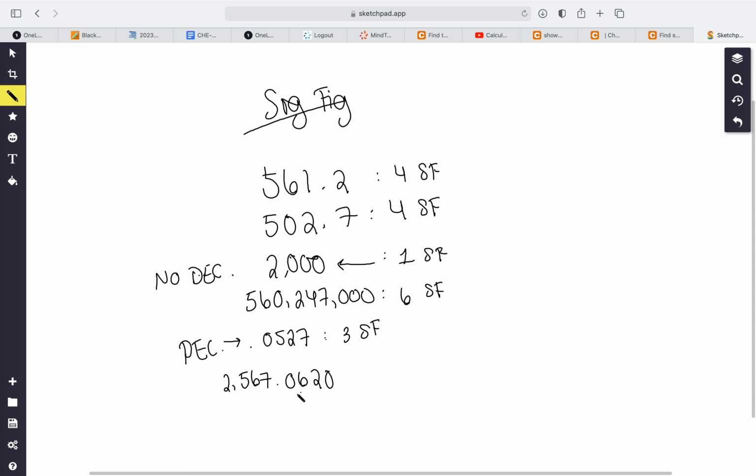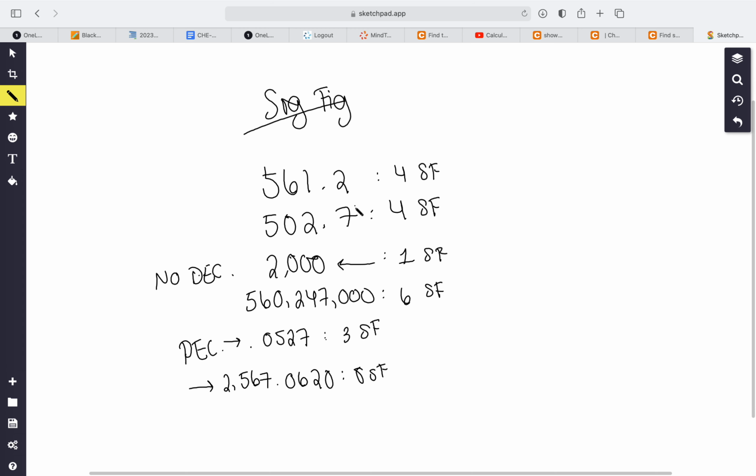0.0620. Right, so there's a decimal point present. So what that means is that we start automatically from the left side, and you go, oh my goodness, there's no zero, so we can already start counting. That's real fun. 1, 2, 3, 4, 5, 6, 7, 8. Did I count that right? I literally didn't even count right. 1, 2, 3, 4, 5, 6, 7, 8. 8 significant figures. So that's my way of doing it, right?